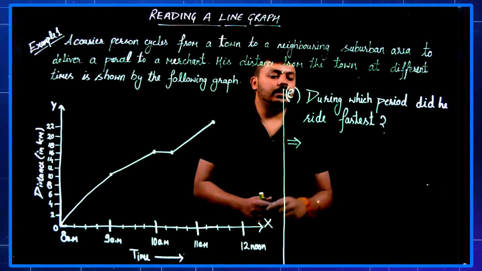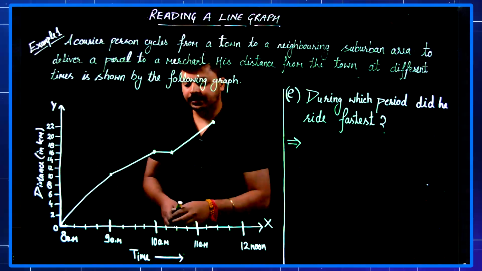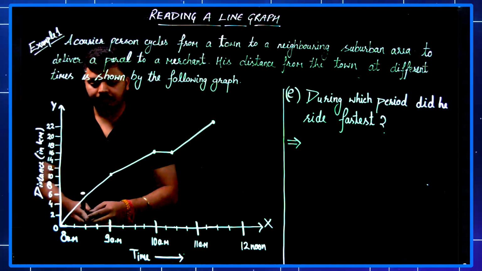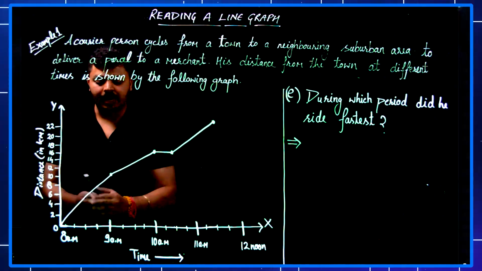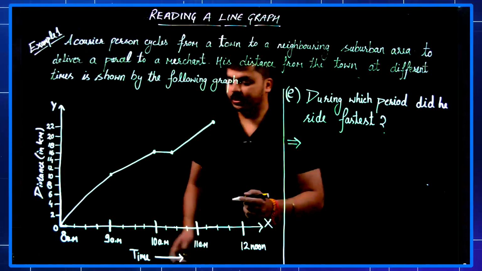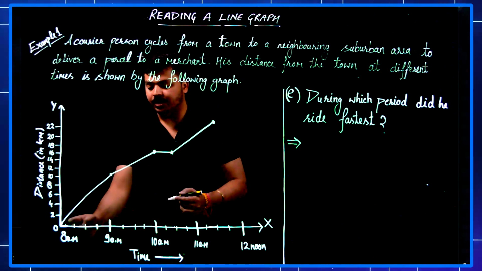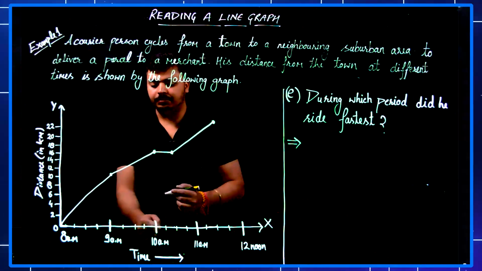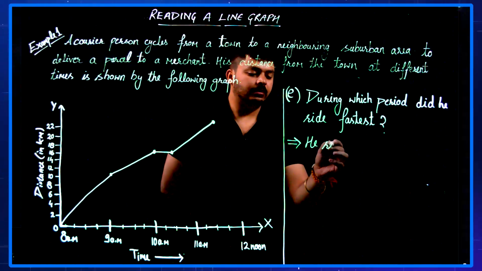During which period did he ride fastest? He rode fastest between 8 am and 9 am, as the maximum distance has been covered in this time interval. As you can see from the graph, 10 kilometers has been covered from 8 am to 9 am, and this is the maximum compared to other time intervals.